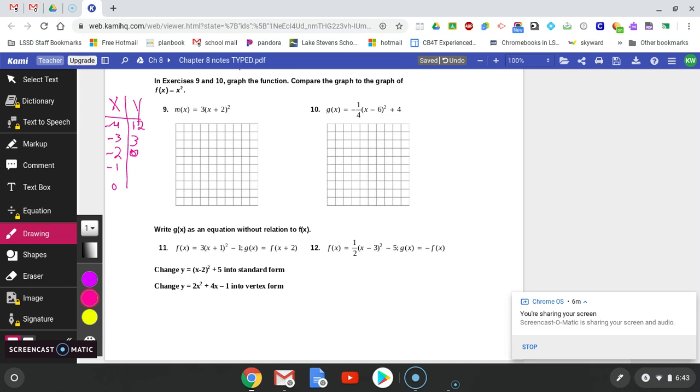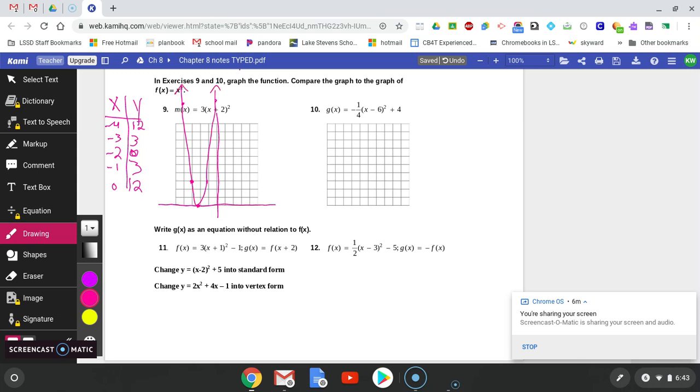Still works. Plug in a negative 1. Negative 1 plus 2 is 1. 1 squared is 1. 1 times 3 is 3. And when I plug in a 0, 0 plus 2 is 2. 2 squared is 4. 4 times 3 is 12. So when I graph it, I have negative 4 up at 12, negative 3 up at 3, negative 2 is at 0, negative 1, 3, and 0, 12.